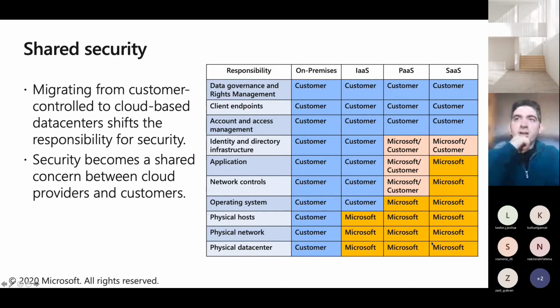But there is still this customer element in terms of account management, client endpoints, data governance, and the identity and directory infrastructure. So even if Microsoft is hosting your software, you still need to make sure that you're securing the identity and the directory structure of the users that are going to be actually interacting with that software.